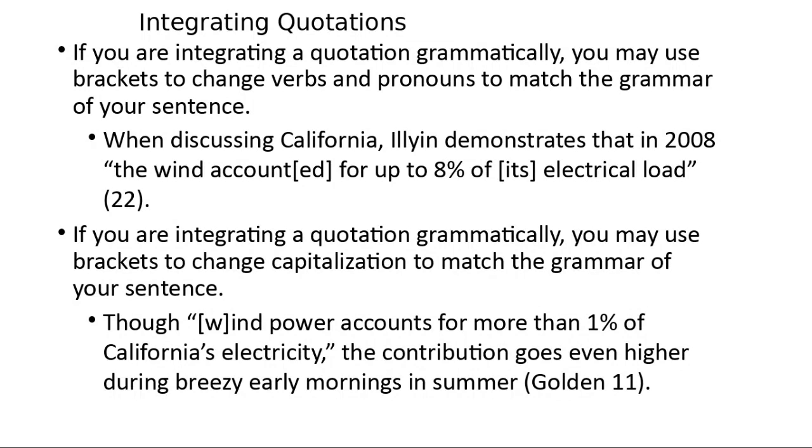So in this case, the original quotation said the wind accounts for up to 8% of our electrical load. But if I'm integrating it like this, without a clear break between the sentence and the quotation, I need to change those because the verb tense doesn't make sense anymore because it's after 2008. And then our doesn't make sense because we can't assume that our readers are Californians. So what I'm going to do is change the verb tense. I'm going to add an ed to the end, and I'm going to change our to its.